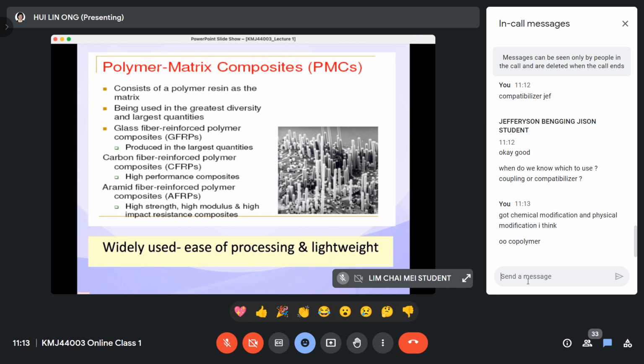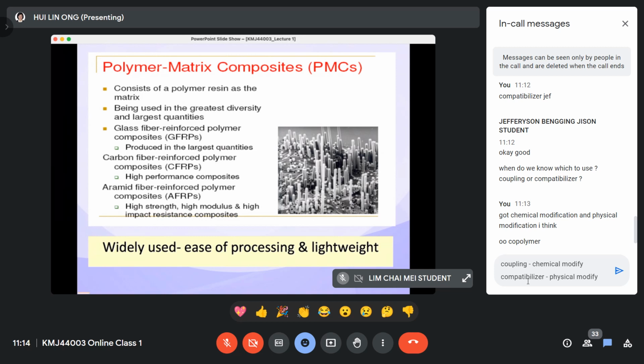Usually the coupling agent is more suitable when we want to change the characteristic of the filler or reinforcement. Certain chemical treatment has to be done. If coupling agent, there will be a chemical reaction. But compatibilizer usually is just a physical reaction. There's no chemical reaction behind. So you just need to mix during the hot mixing process, you melt and mix like this. You don't really do the chemical reaction before the mixing process.